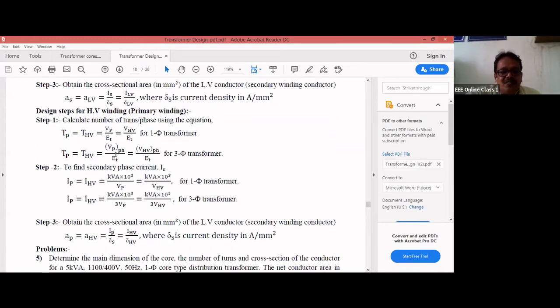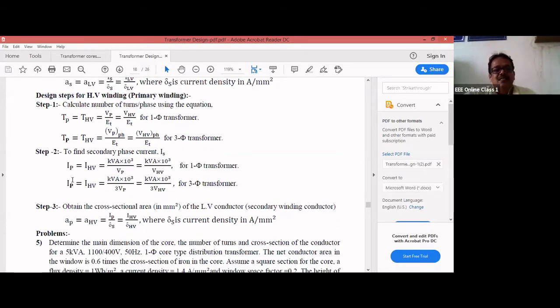For three phase, you have to calculate. THV is equal to VHV per phase divided by ET. This is for three phase. To find, once again, the secondary phase current, that is nothing but your primary current.